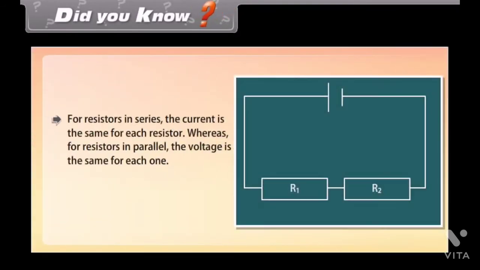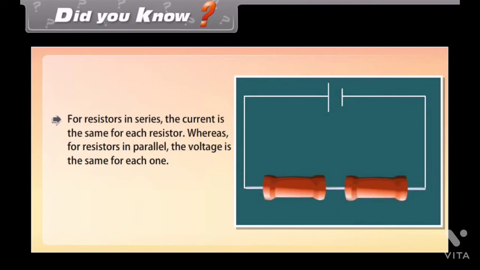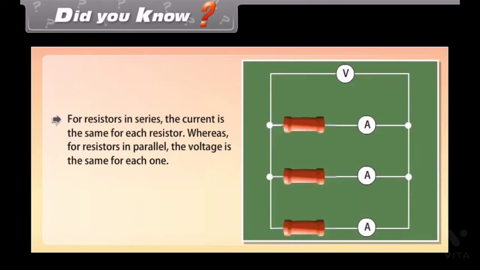Did you know? For resistors in series, the current is the same for each resistor, whereas for resistors in parallel, the voltage is the same for each one.